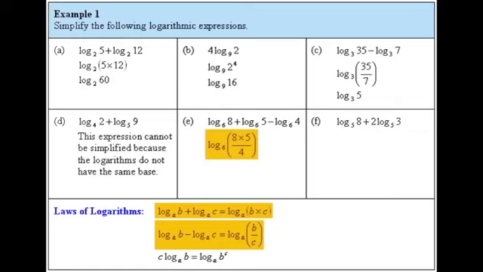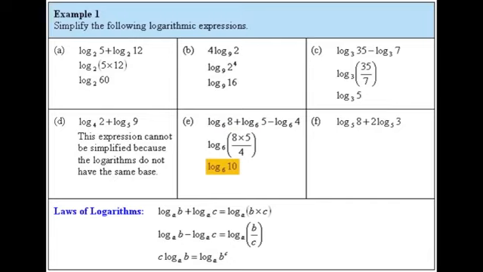Question E has 3 logarithms, all with the same base of 6. 2 of the logarithms are being added together and 1 of the logarithms is being subtracted. So we're going to be using our first 2 laws of logs simultaneously. We end up with log base 6 of 8 times 5 divided by 4. And that leaves us with log base 6 of 10.